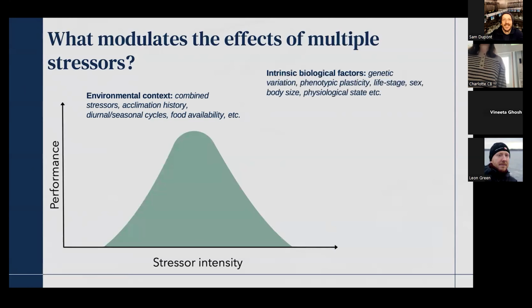Of course, there are also intrinsic biological factors, such as genetic variation, phenotypic plasticity, and the life stage that we're looking at. We've seen that the effect of single and multiple stressors really varies with the life cycle, the sex, body size, and physiological state. So this is just to name a few. There's also evolutionary context and experimental and methodological influences. And all of these can interact to modulate what we see at the effect level.